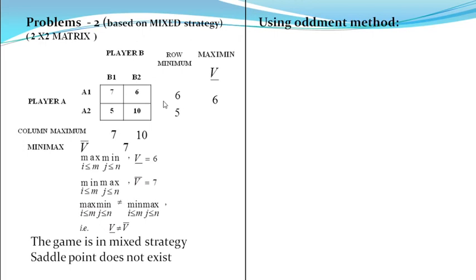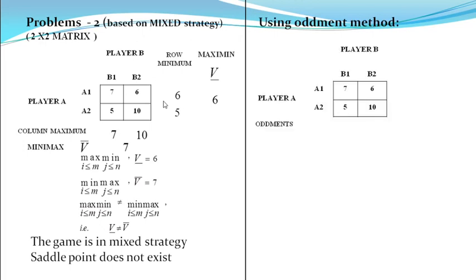We use the oddment method. For finding the values of the oddments, you take the absolute values. So 10 minus 5 gives 5, and 7 minus 6 equals 1. We have found the oddments of player A, and we have to find the oddments of player B. So 10 minus 6, 7 minus 5, we found the oddments of player B.